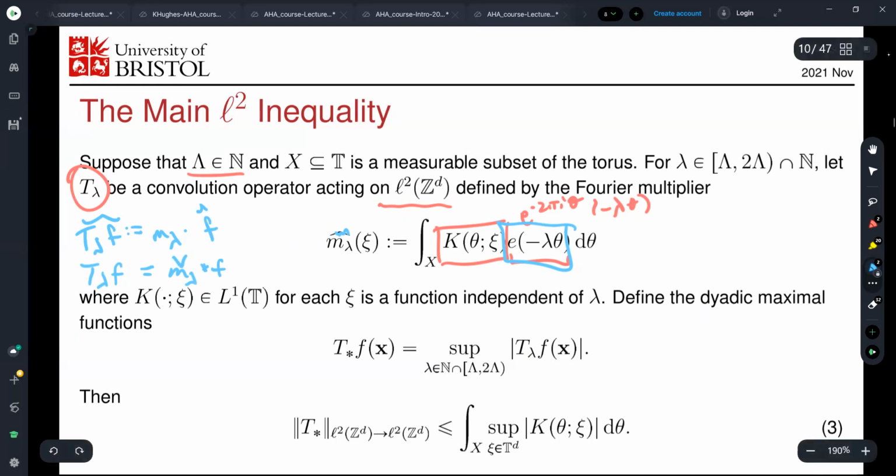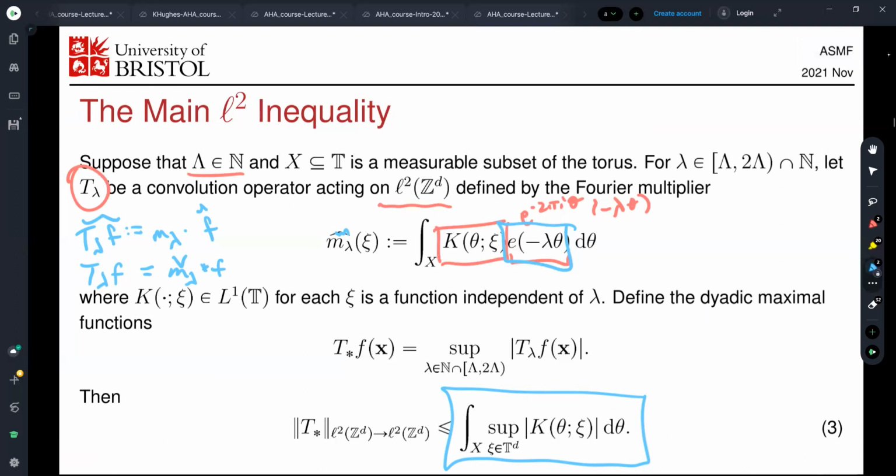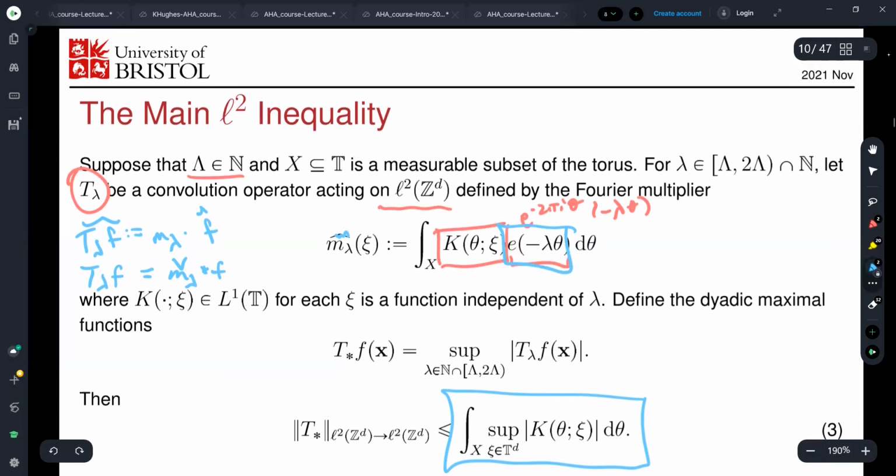Great, okay. Now, I still need to define the maximal function, and I'm defining just a dyadic one. And you can say that the dyadic maximal function is bounded on L2, and its norm is bounded by this integral, this mean value of a sup norm. Right, so I take an L1 bound of an L infinity bound in differing variables. Great.